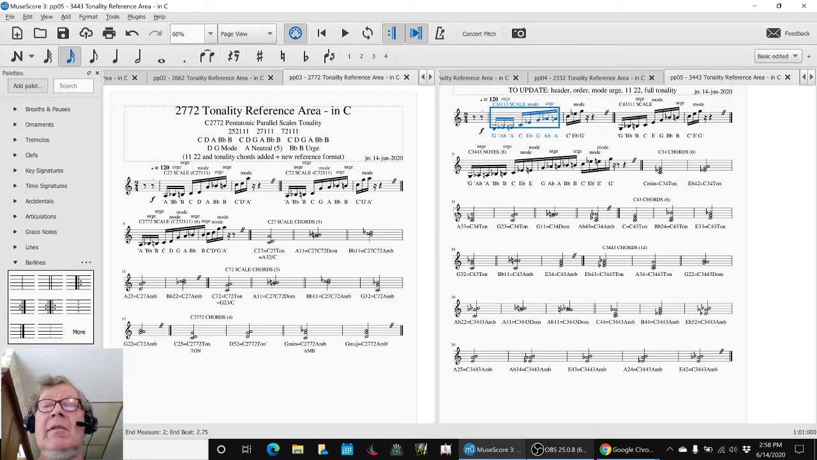And there's certainly a lot more of those full tonality chords, and several of them are more dissonant. So that'll be interesting to work with.